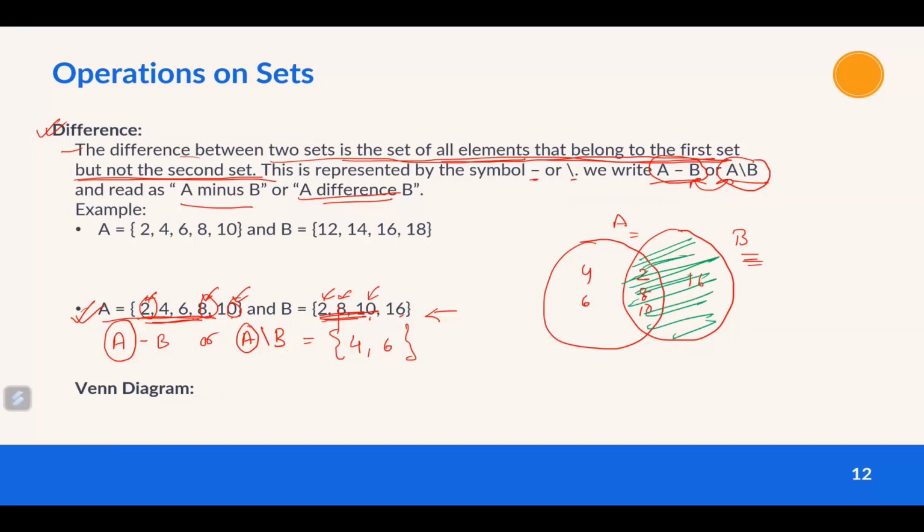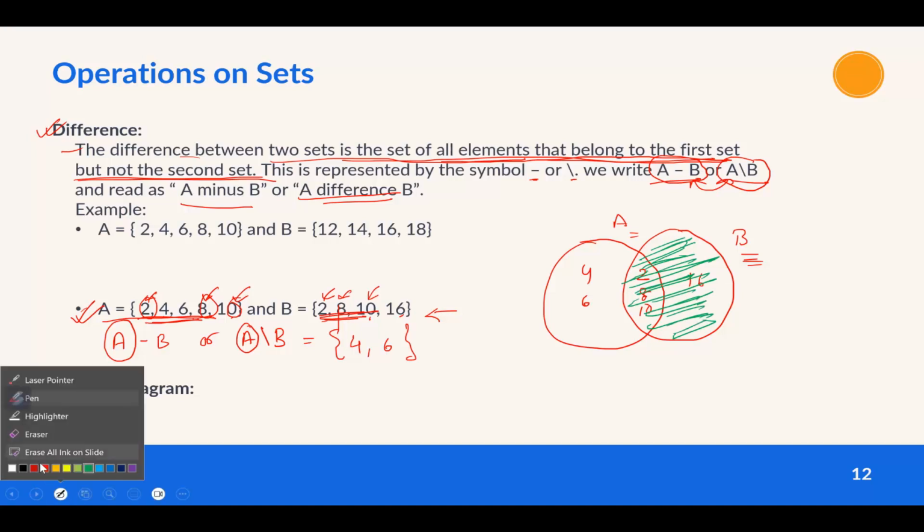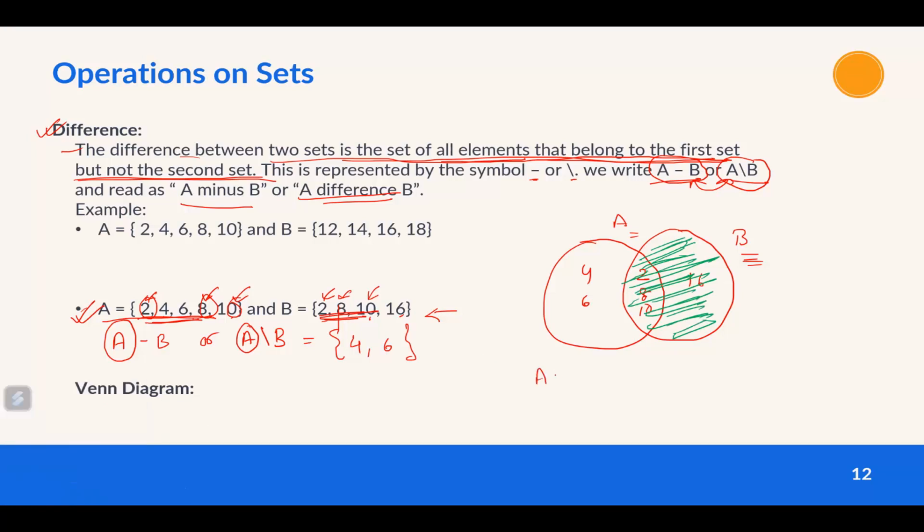So we will remove these elements from the set A and we will get A difference B. This region actually is the set which is A minus B, which will contain two elements, 4, 6. Okay. So now if you take this example A and B, you see we have to get A minus B.